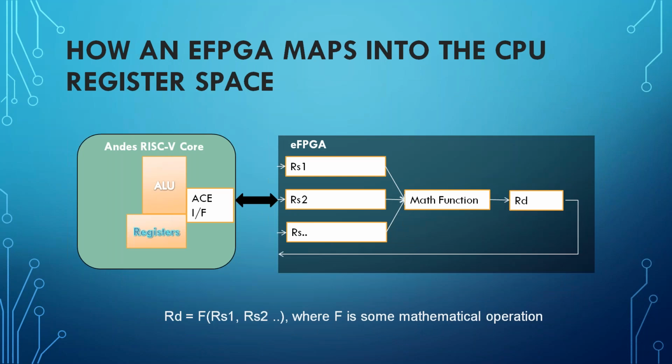Okay, so how does an eFPGA map into CPU register space? As Bing mentioned, they have the Andes custom extension interface, and that provides a register interface. Those registers would be a set of source registers and a destination register in the interface. And then what we would do inside the eFPGA is do the math function, whatever function that is. In this case, we're doing instruction extension.